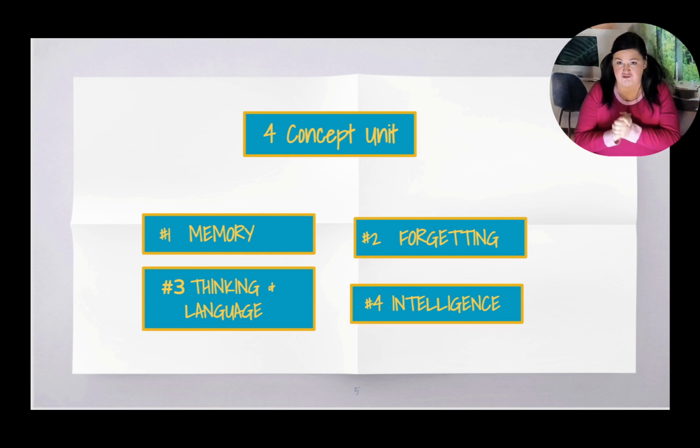So the first one we're going to start with is memory. This includes the encoding, the storage, and the retrieval of memories. Then our second concept will be forgetting, or what we call errors in memory. And the third is called thinking and language, which these 2 are pretty short, so we'll cover them together. And finally, the fourth one is intelligence.